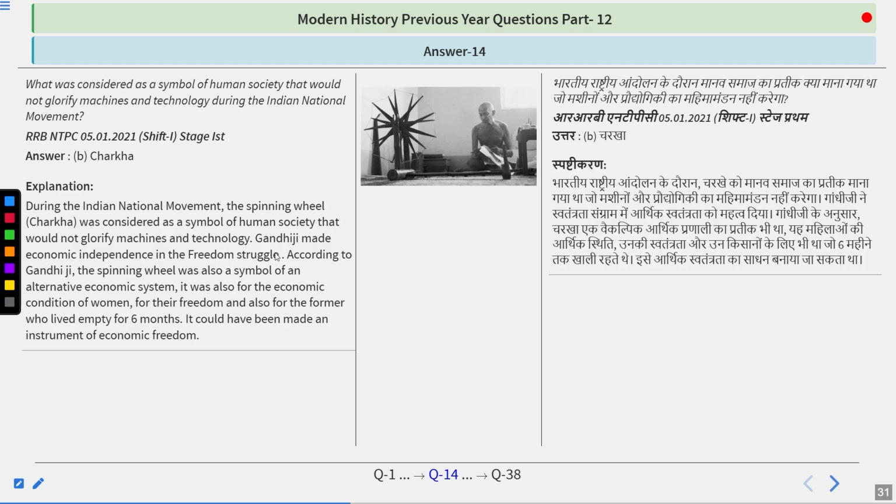During the Indian national movement, the spinning wheel, the charkha, was considered a symbol of human society that would not glorify machines and technology. Gandhiji made economic independence a part of the freedom struggle. According to Gandhiji, the spinning wheel was also a symbol of an alternative economic system. It was also for the economic condition of women, for their freedom, and for the farmer who lived empty for 6 months. It could have been made an instrument of economic freedom. So the answer is charkha. Remember this.